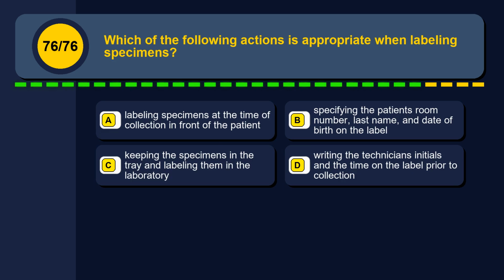Question 76. Which of the following actions is appropriate when labeling specimens? Option A, labeling specimens at the time of collection in front of the patient. Option B, specifying the patient's room number, last name, and date of birth on the label. Option C, keeping the specimens in the tray and labeling them in the laboratory. Option D, writing the technician's initials and the time on the label prior to collection.